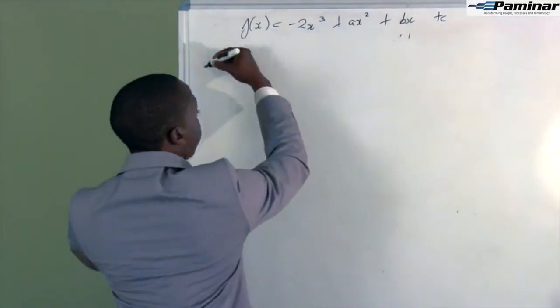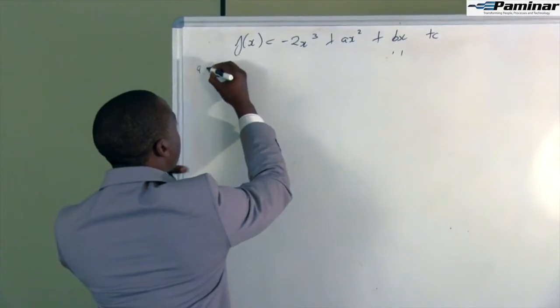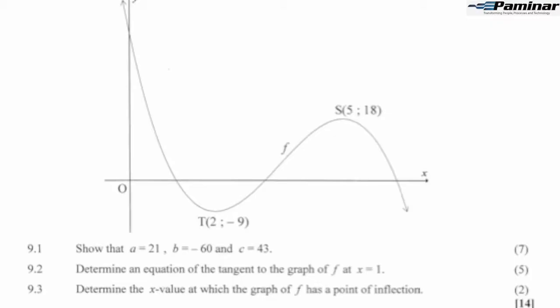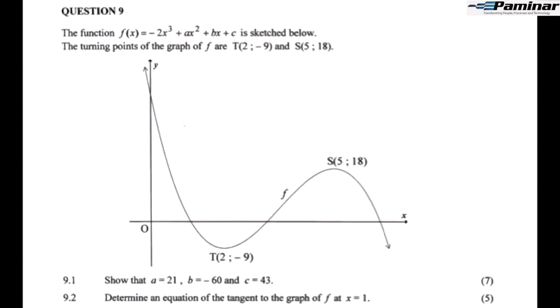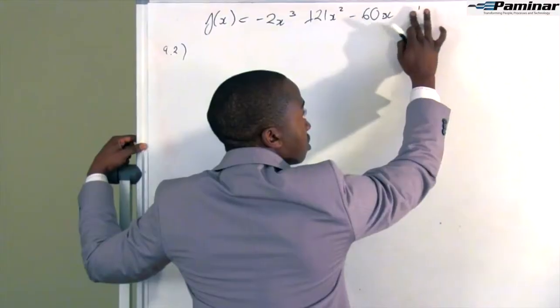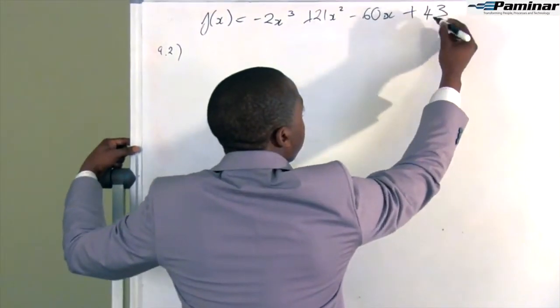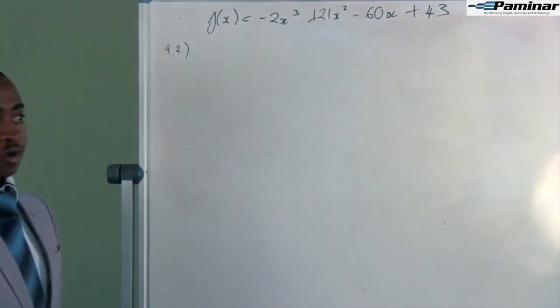For the rest of question 9, we now know what the value of A is. So now we'll stop using the A, B, and C. We'll put the actual values in. B is negative 60, and C was 43. So that's the equation we're going to use from now on.